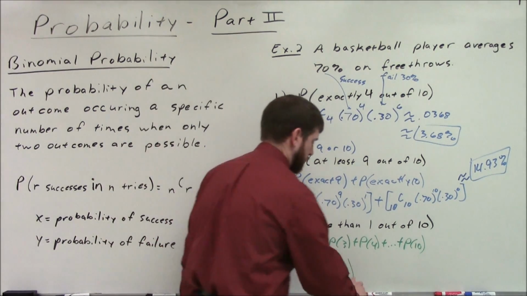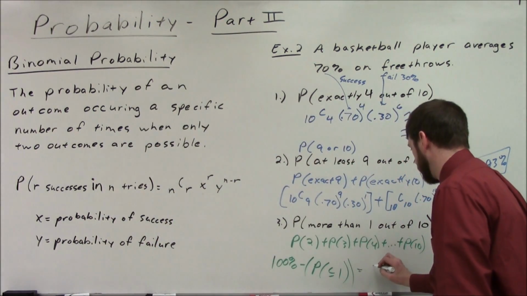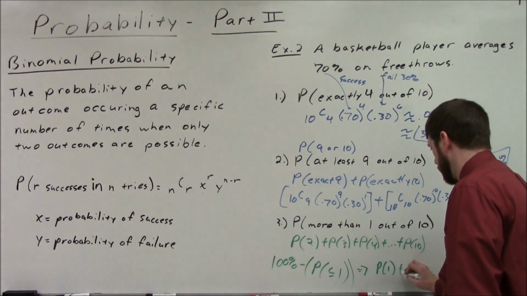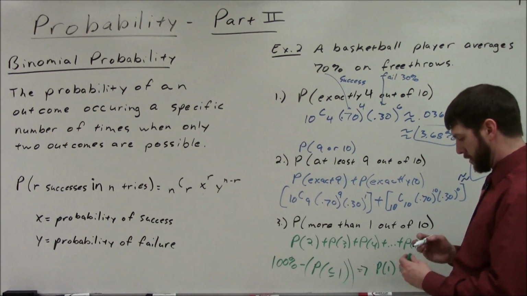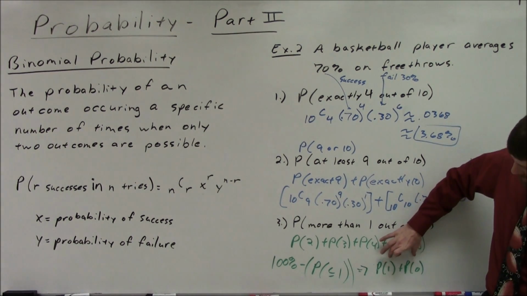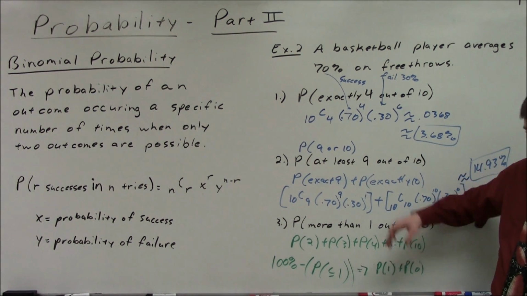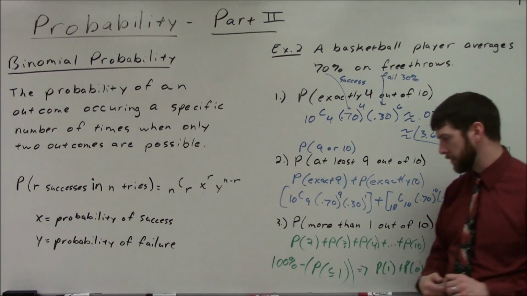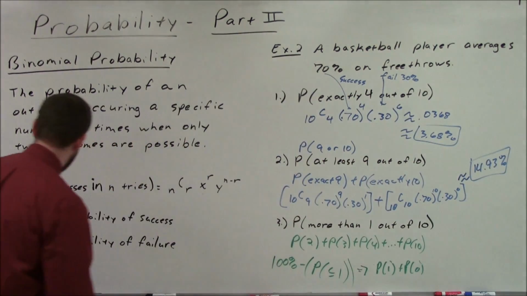Well, less than or equal to 1 consists of what? Probability of 1 and the probability of 0. So if we figure out what's not going to happen, we can subtract that from 100% and get the probability that it did happen. So let's look at our formula here.